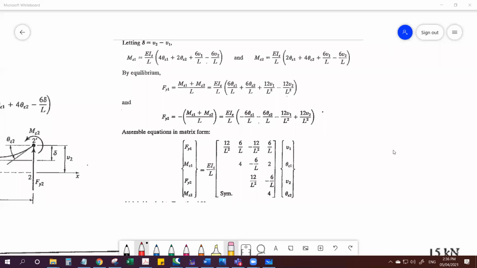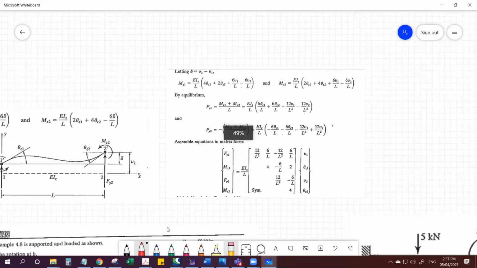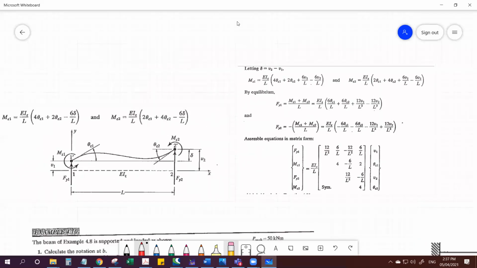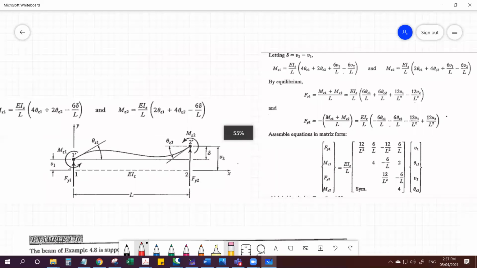Okay, so that's it for the derivation. By the way, this is the assumed deformation. So you have an arbitrary theta, arbitrary V1 and V2, and we neglect the axial deformation.